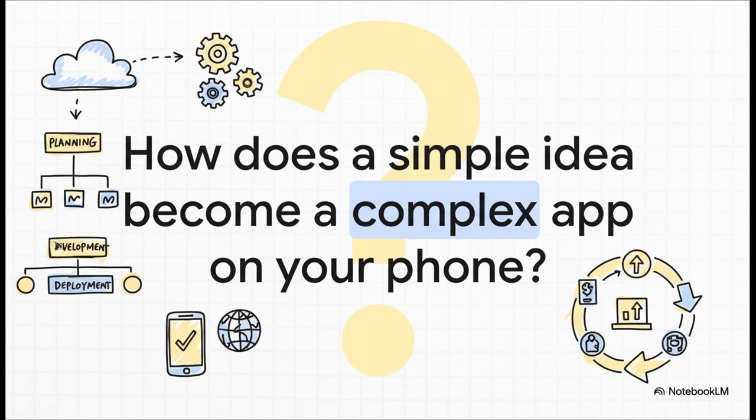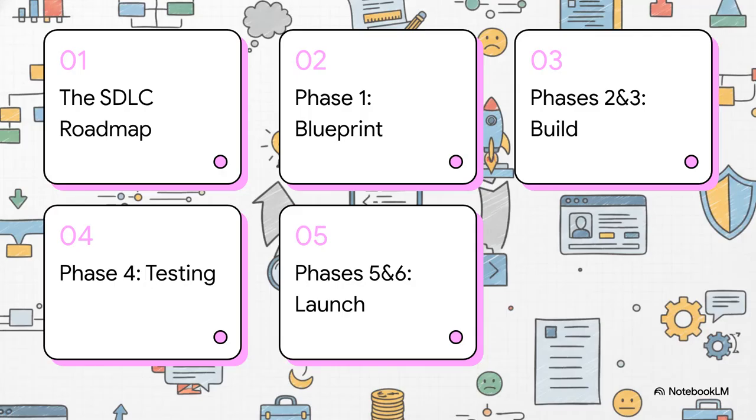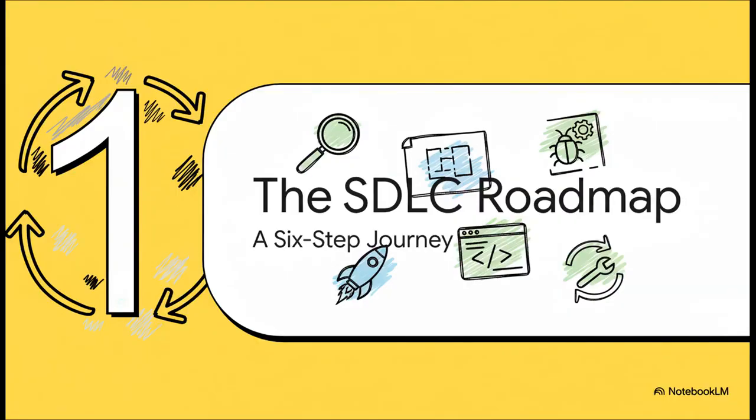To make this feel a bit more real, let's just imagine we're building a brand new photo-sharing app together through this whole explainer. The SDLC, that's our master plan, the thing that's going to take our little app from a sketch on a napkin to a global success. So, here's our roadmap for today. We're going to look at the overall 6-step journey, and then we'll walk through each and every phase. Creating the blueprint, actually building the thing, testing it to make sure it works, and finally, launching it and helping it evolve.